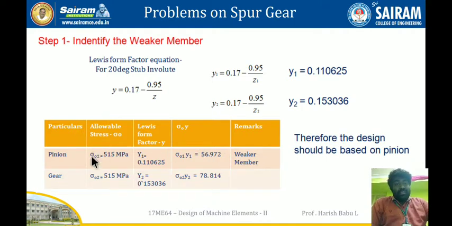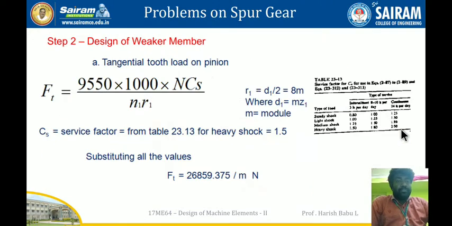From this table you can clearly say that the pinion has the lesser value, so it becomes the weaker member. Whenever the same material is used for a pinion and a gear, the pinion will always be the weaker member. So the design should be based on the pinion. Coming on to the second step, that is design of the weaker member.